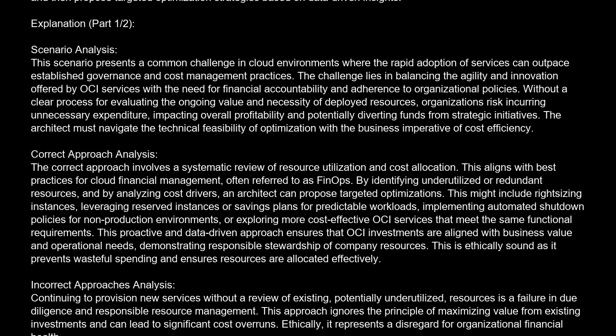The correct answer is B. Implement a comprehensive resource utilization and cost analysis to identify underutilized or redundant OCI services, and then propose targeted optimization strategies based on data-driven insights.